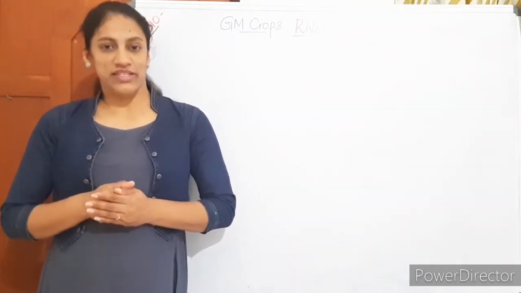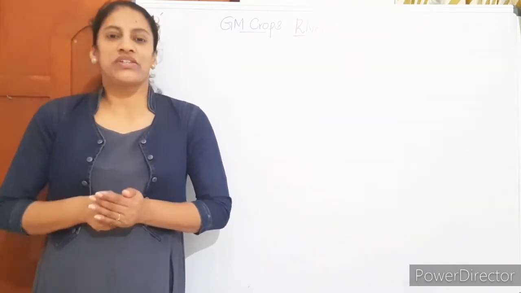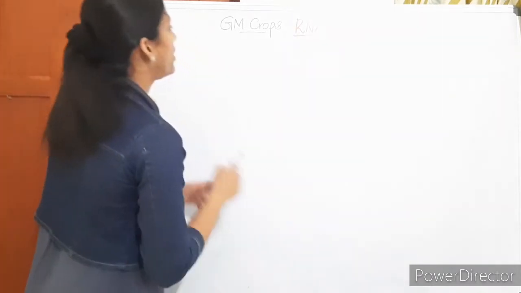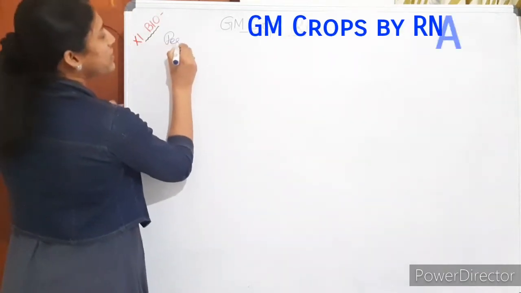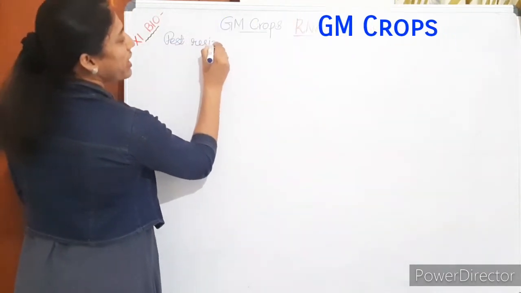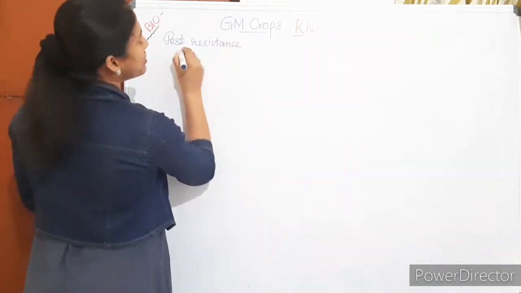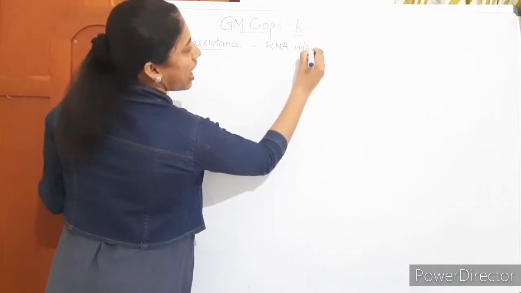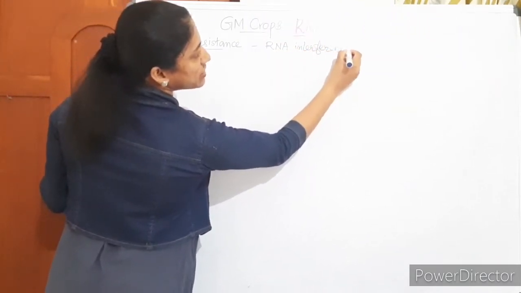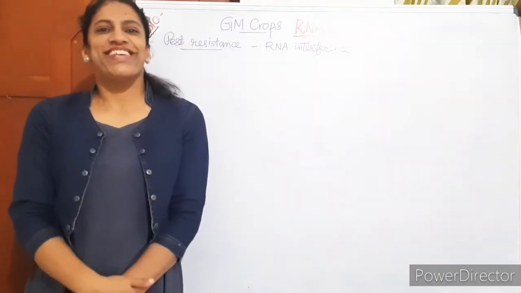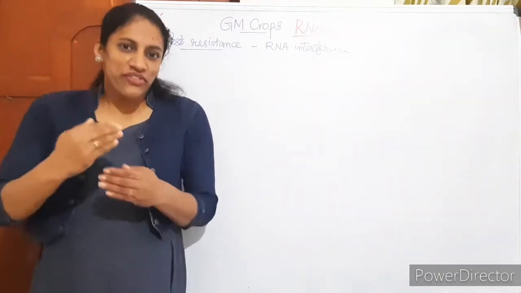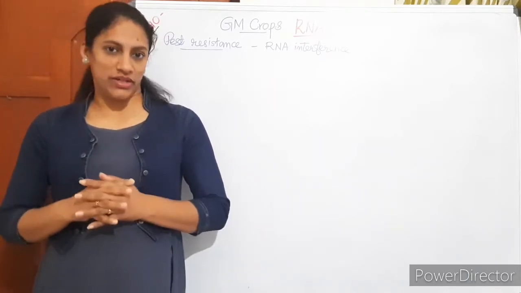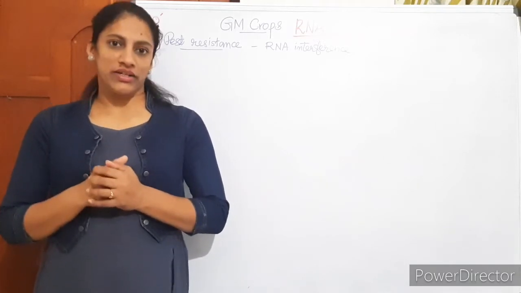And our next concept: how to introduce pest resistance in plants by RNA interference. Development of pest resistance in plants by RNA interference technique. So RNAi is expanded as RNA interference. So what is RNA interference? Interfering RNA. And this is not a fully artificial method. This is not a new technique.